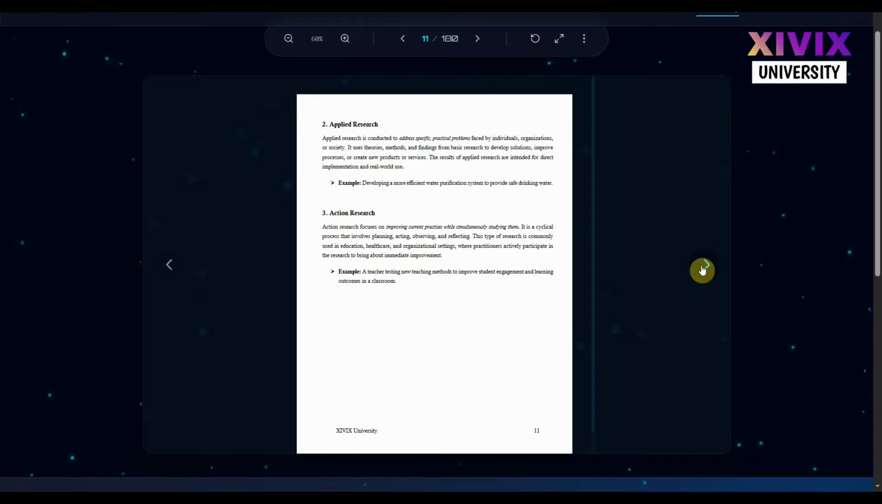And up next we have action research. So an action research basically focuses on improving current practices while simultaneously studying them. So in other words, this happens to be a cycle, and it involves planning, acting, observing, and reflecting. So as an example, a teacher testing new teaching methods to improve student engagement and learning outcomes in a classroom. And the next type is research based on its nature.